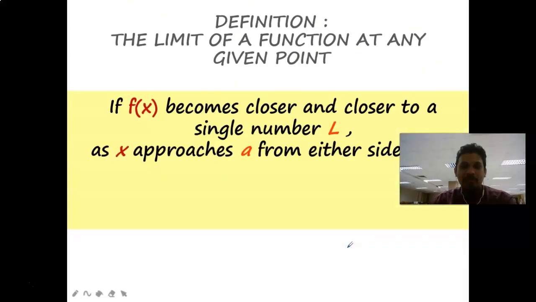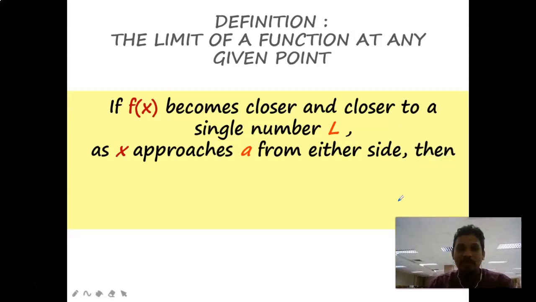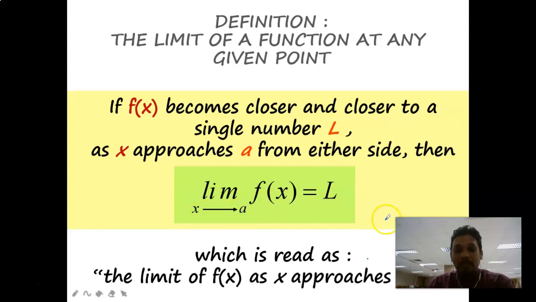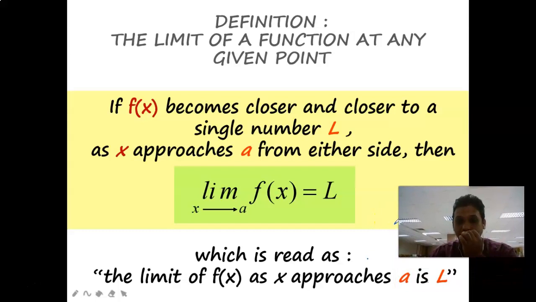So the definition of the limit of a function at any given point: if f(x) comes closer and closer to a single value L as x approaches a from either side, left and right, then the limit of f(x) as x approaches a equals L. This is how we read it.